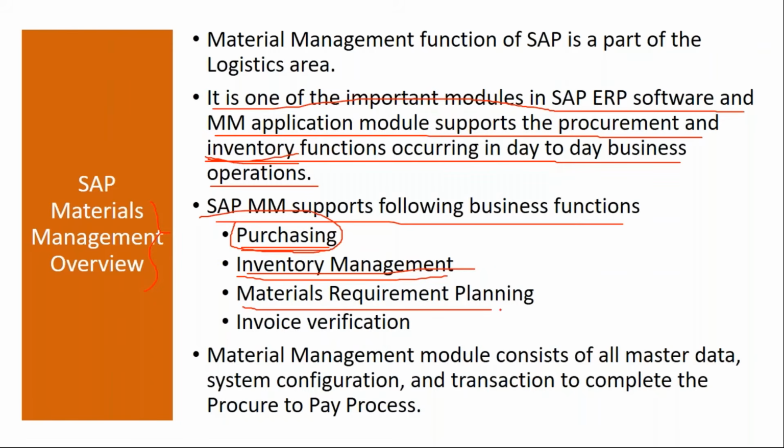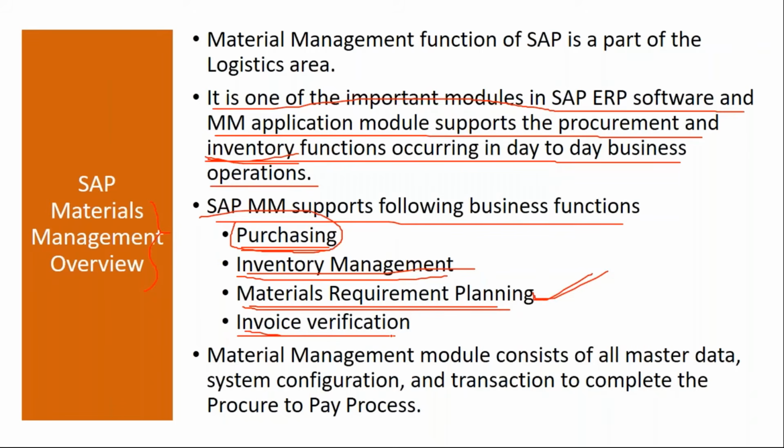Then MRP, material requirement planning. MRP means planning how much quantity I need to purchase. MM takes care of purchasing, that is okay, but at the same time, how much quantity I need to purchase according to production requirement, that planning activity happens in MRP.